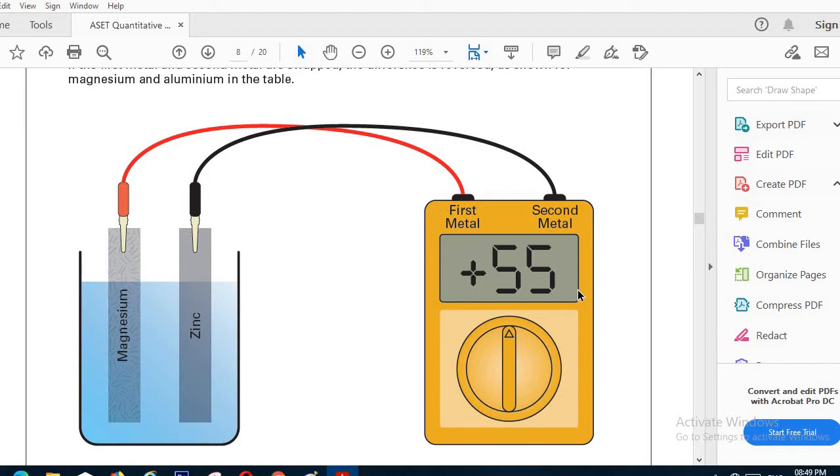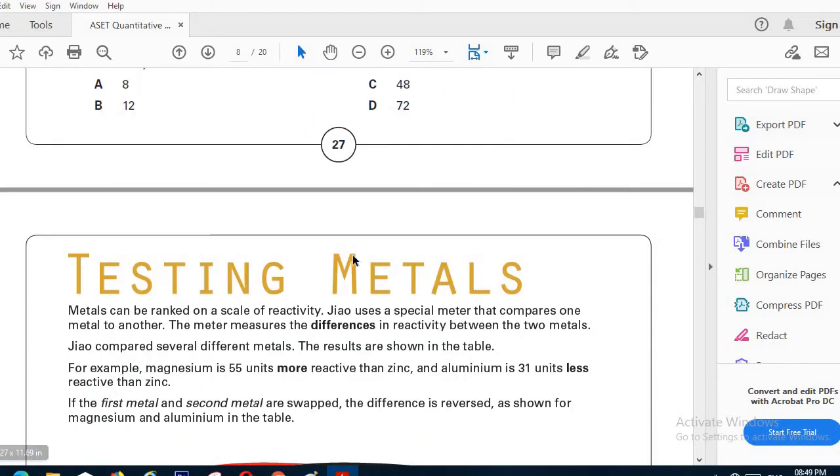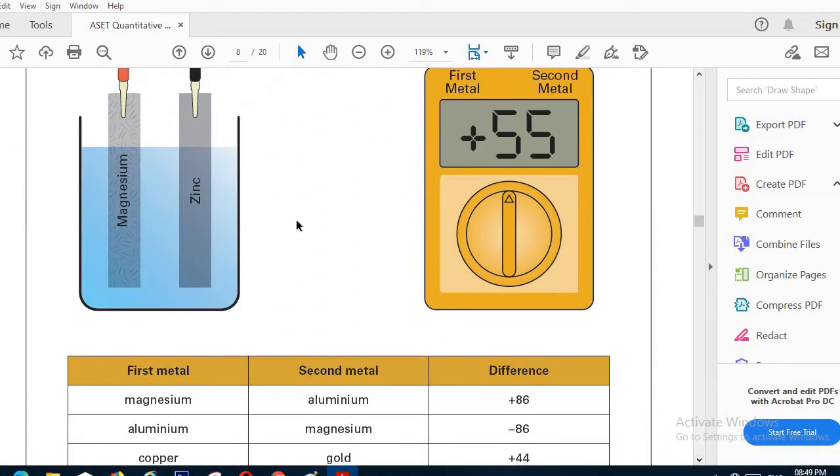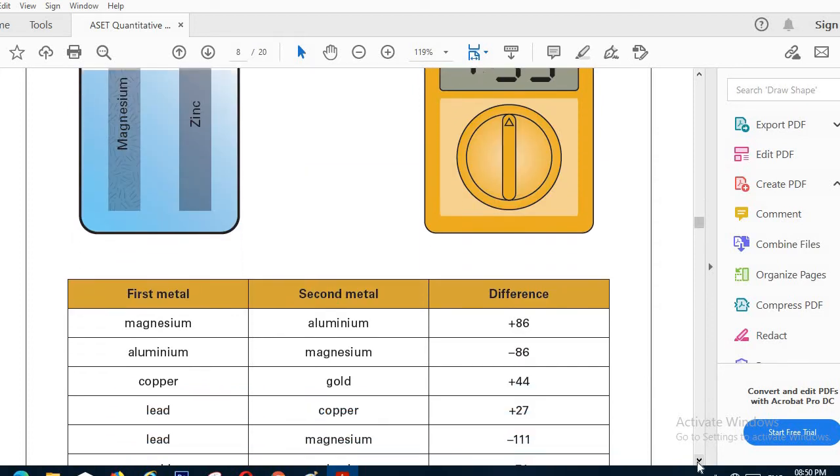This display shows the difference of reactivity of the first metal and the second metal. So the reactivity of magnesium minus the reactivity of zinc is positive. If you swap the metals, suppose zinc is the first metal and magnesium is the second metal, then the reactivity difference will be negative 55. So let's see the table.